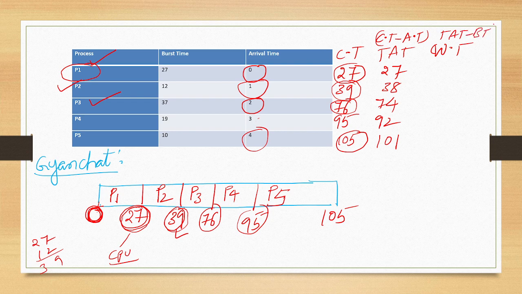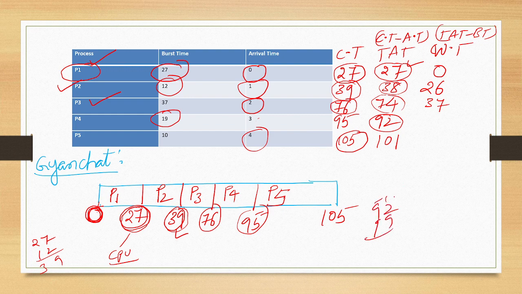Next, what is the waiting time? Turnaround time minus burst time. Now, P1 waiting time, 27, and burst time of P1 is 27. 27 minus 27, 0. And P2 waiting time, 38 minus 12, 26. Next, P3 waiting time, 74 minus 37, 37. Next, P4 waiting time, 92 minus 19, 73. And P5 waiting time is 101 minus 10.